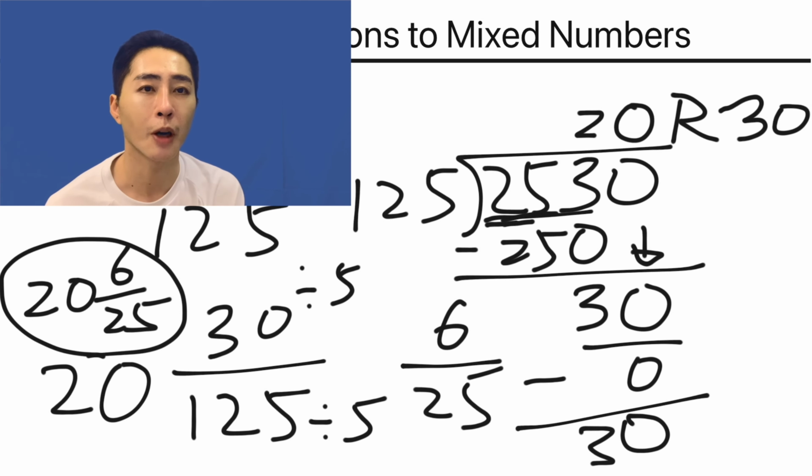So to convert improper fractions to mixed numbers, you want to first take the numerator and divide by the denominator. Once you get the whole and the remainder, then you will write the whole, with the remainder as the numerator, and the denominator as it is.